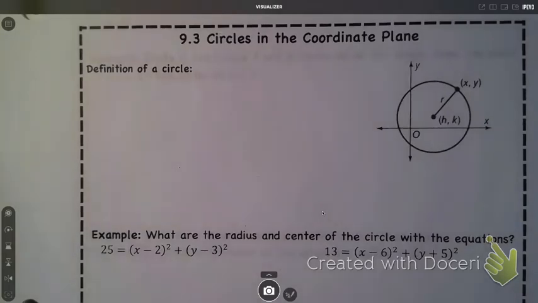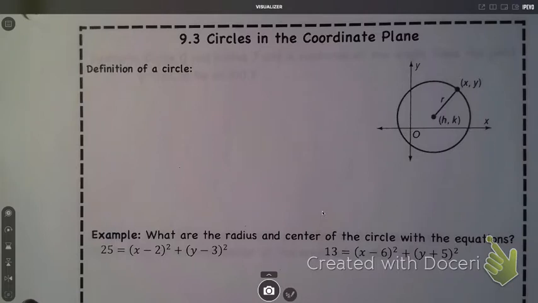Okay, so 9-3, circles in the coordinate plane. I do apologize for your graphs, but if you look on your paper instead of mine, you'll be able to read it as we go along. So, we have circles on the coordinate plane. We need to know what a circle is.